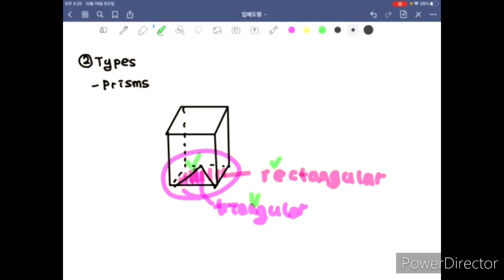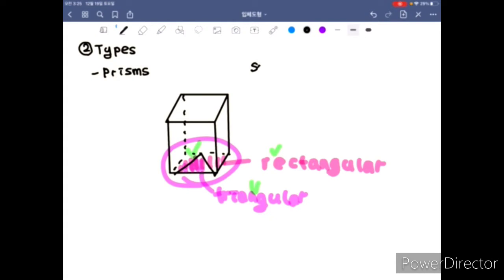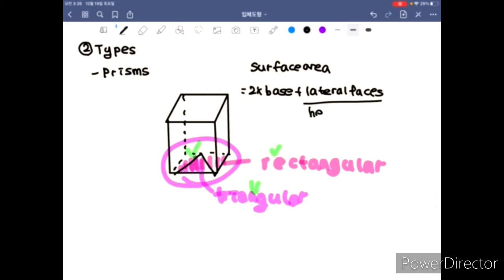And now to talk about how to get the surface area of these kinds of things, the surface area is decided by 2 times the base plus the lateral faces, and the lateral faces is decided by the height times the perimeter of the base. Because all the faces are congruent, we only have to know the number of the bases in order to know the surface area. And also the volume is the area of the base times the height.